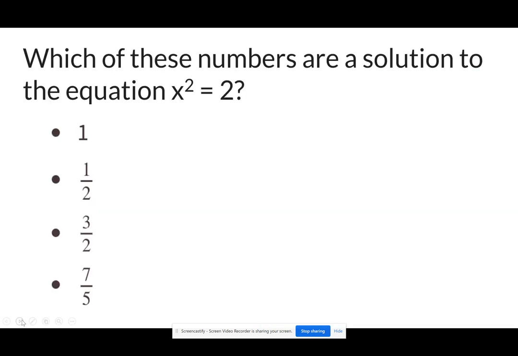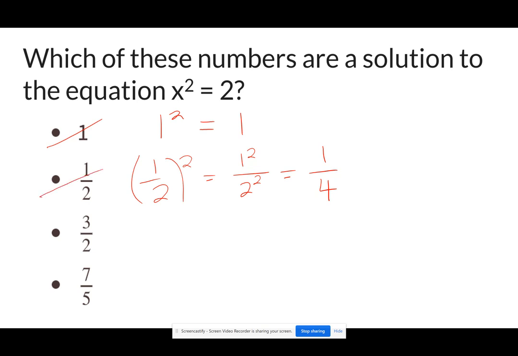Okay, so which of these numbers are a solution to the equation x squared equals 2? So let's look at each of these. Could 1 be a solution to that? 1 squared equals 1, not 2, so we know that could not be a solution. What about 1/2? If we square 1/2, that would be the same as writing 1 squared over 2 squared, which would be 1 over 4. So again, that doesn't equal 2, so not a solution.